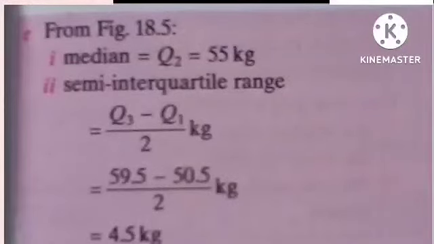Then when you subtract the lower from the upper and divide by 2, as in this case, that is 59.5 minus 50.5 divided by 2, it will give you 4.5. That will be the answer for this question. So I hope you understand this question.